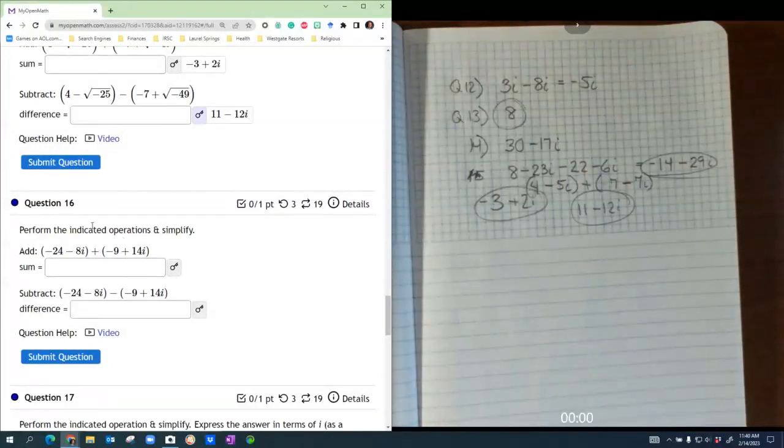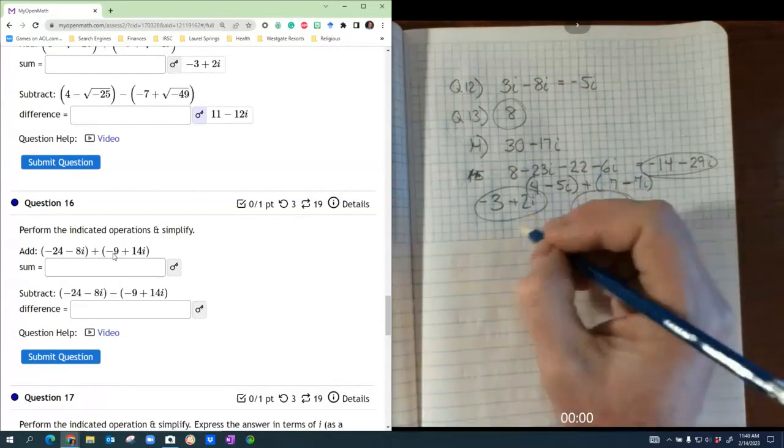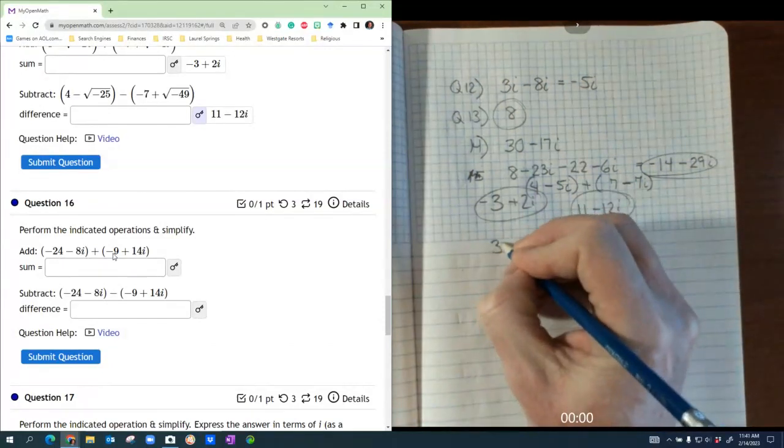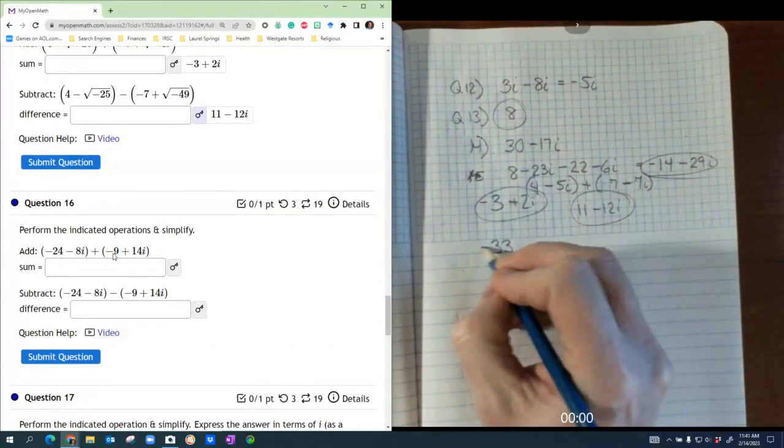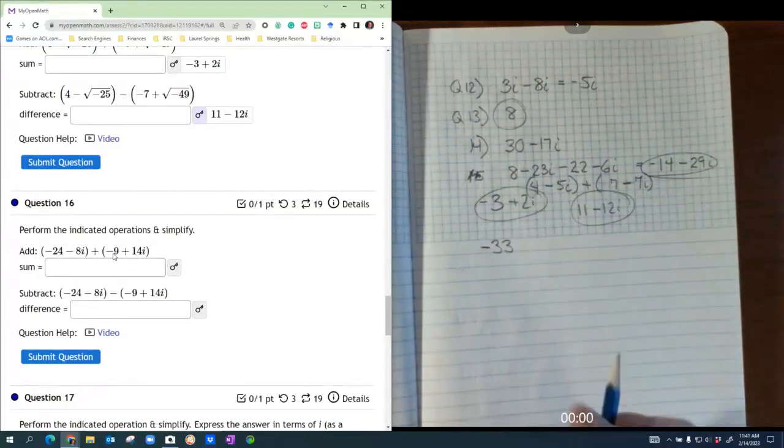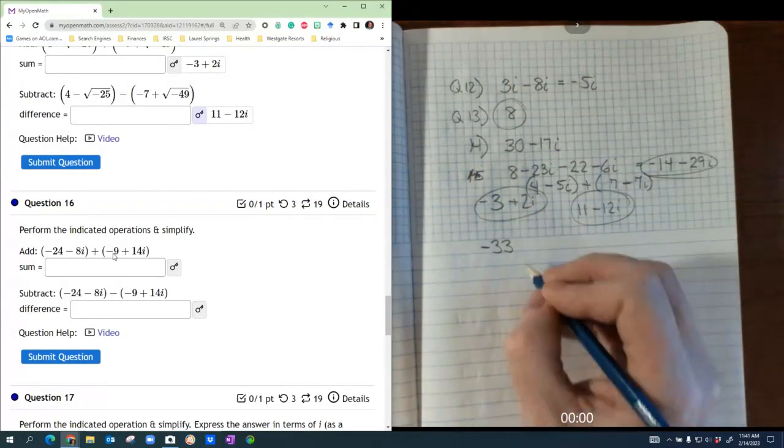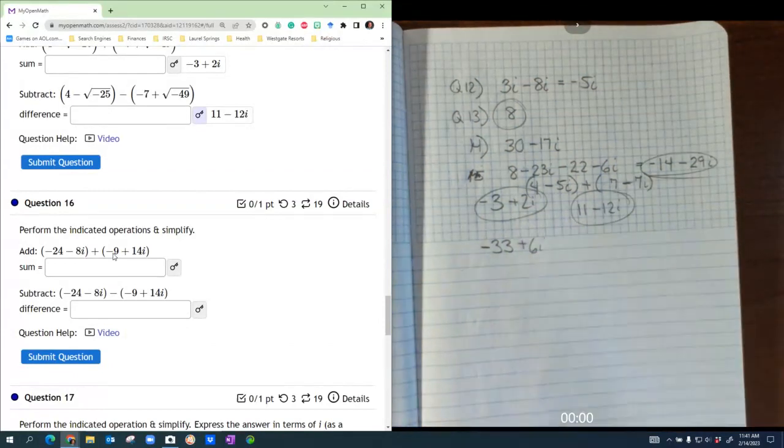You're adding the real parts together, the a parts. So then when you're looking at 16, what is negative 24 minus 9? Well, that's negative 24 minus 9, right? So then you're going to go ahead and put down 33, negative though. And then you're going to go ahead and add 8 to the negative 14 and get 6. Okay? So now it's going to be positive 6i.